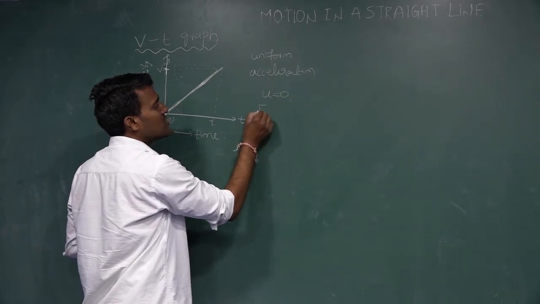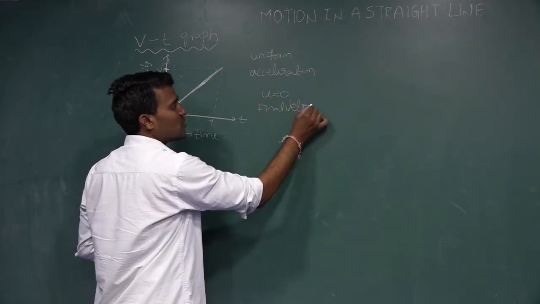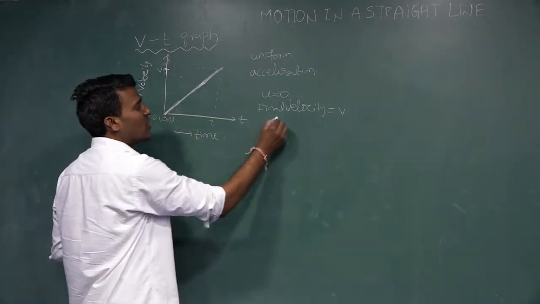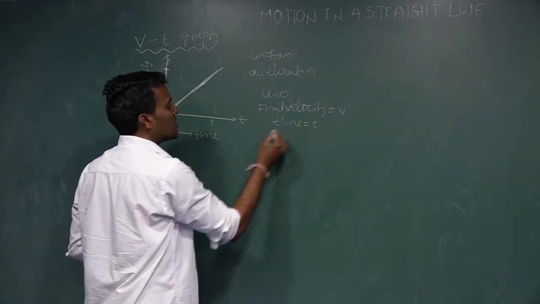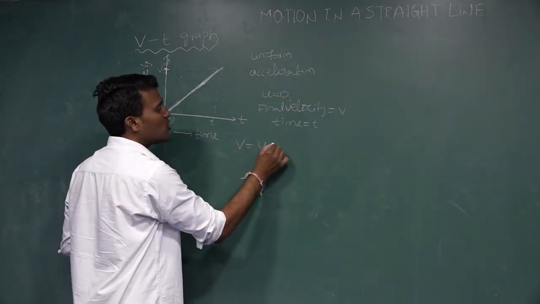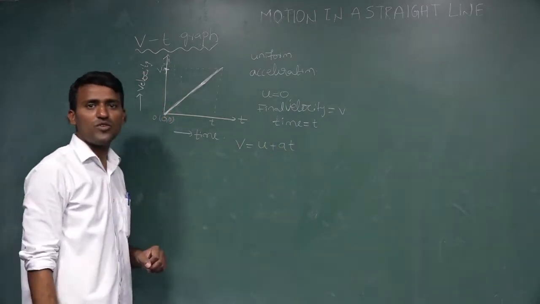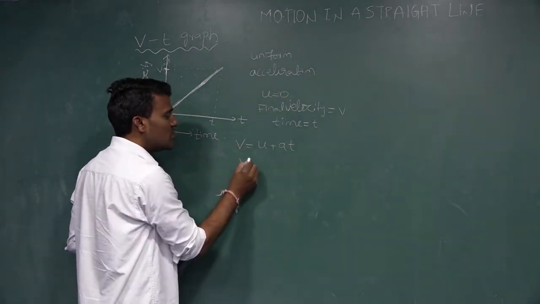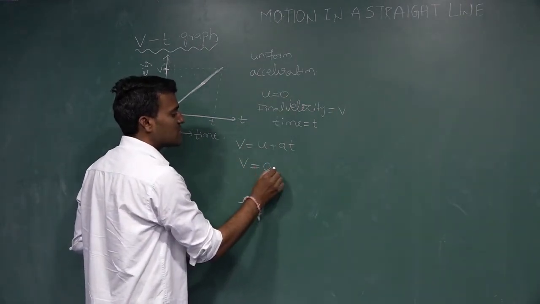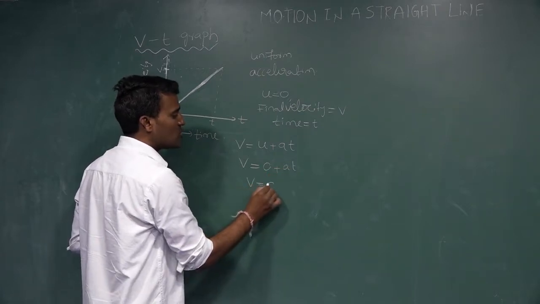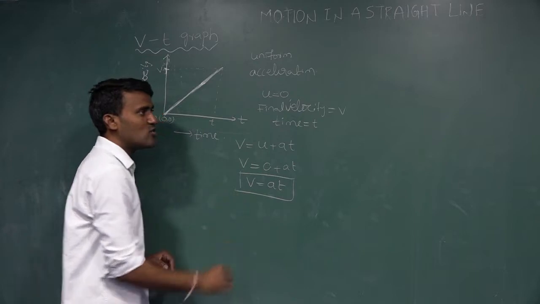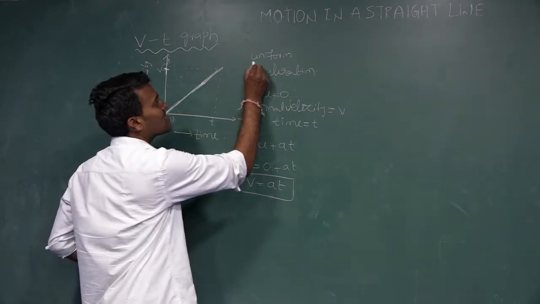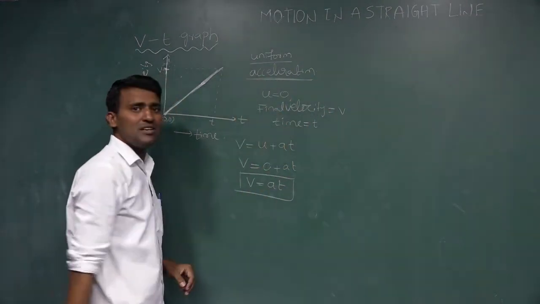Final velocity is equal to v, in a time interval t. From the first equation of motion, v equal to u plus at. Here initial velocity is equal to 0, so we get 0 plus at. So v equal to at. This curve represents the final velocity, v is equal to at, and the slope gives the uniform acceleration.